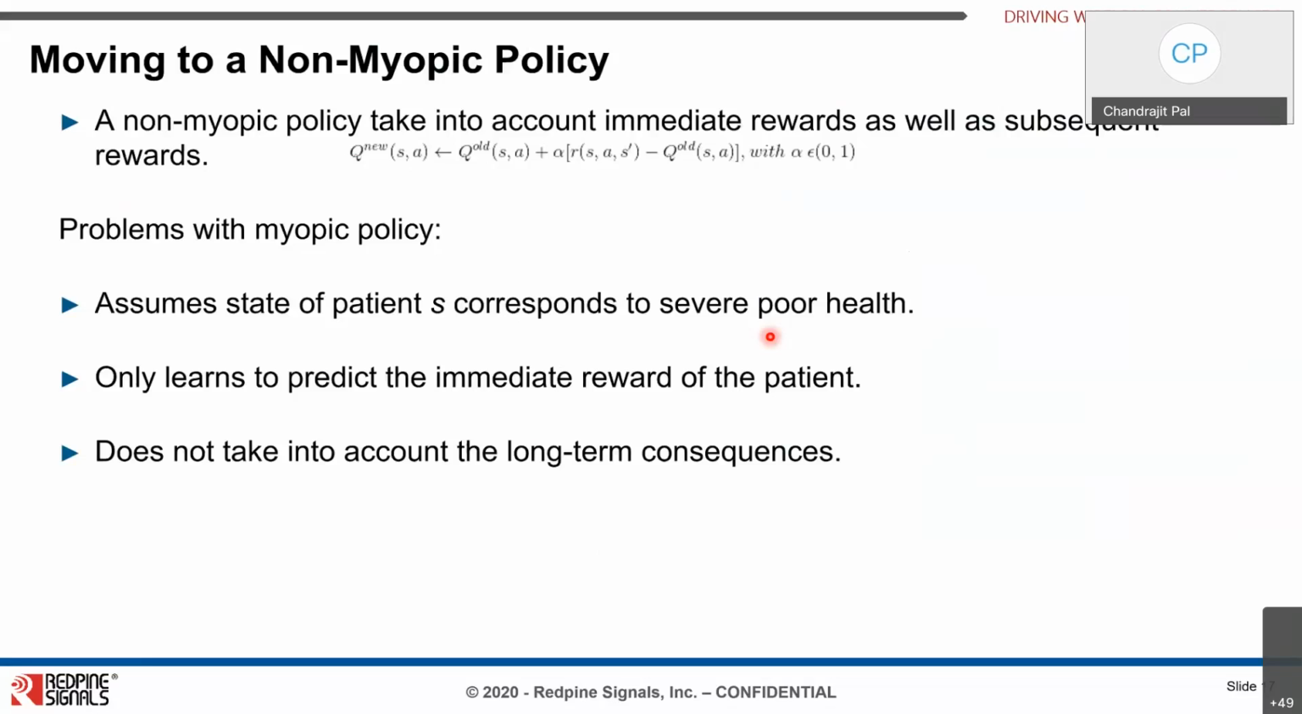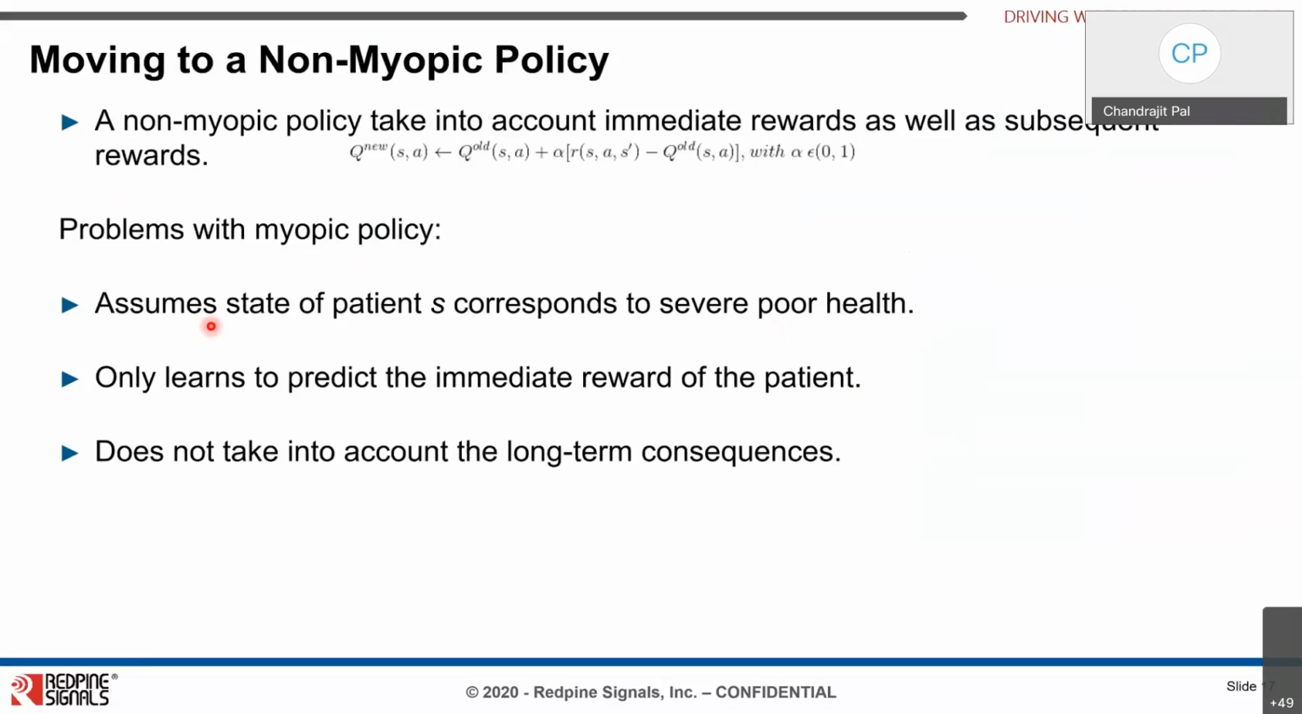But as a doctor, he should always follow the non-myopic policy, because he should not give some medication which may lead to an immediate reward that is good, but in the long run that medicine should not have an adverse effect on the health of the patient. So the doctor, or the agent, should definitely follow a non-myopic policy and not a myopic policy. Try to remember this. Now we are switching from myopic policy to non-myopic policy, and the doctor should always follow non-myopic policy. So what were the problems?